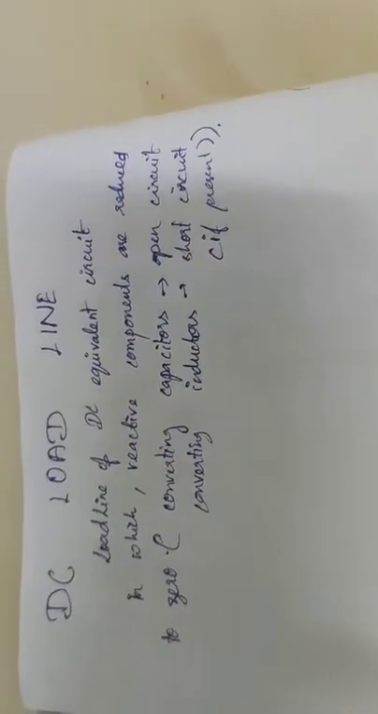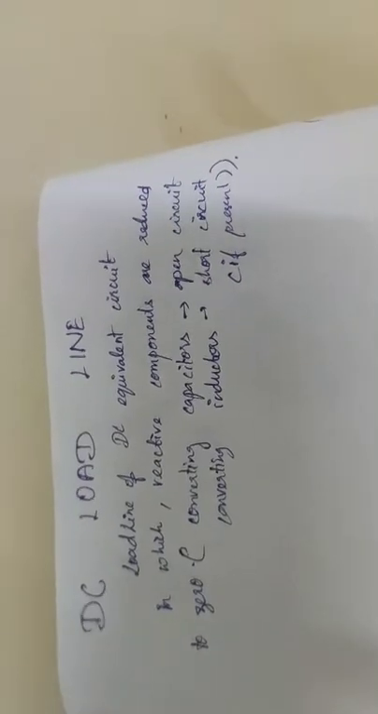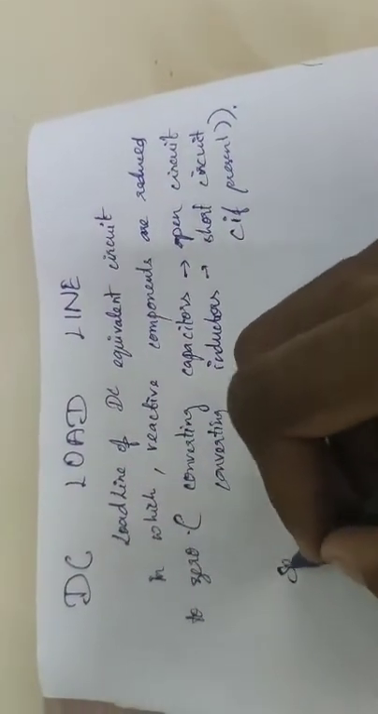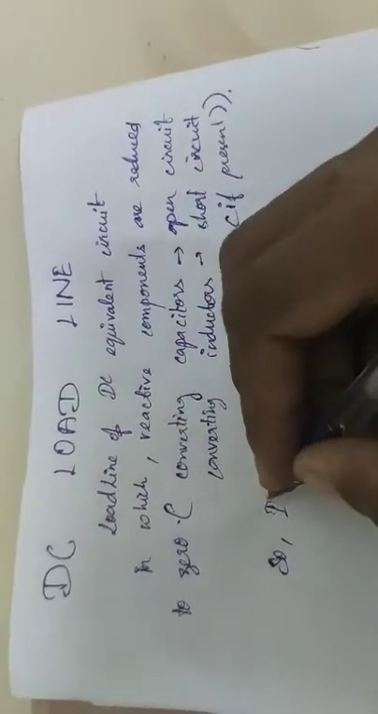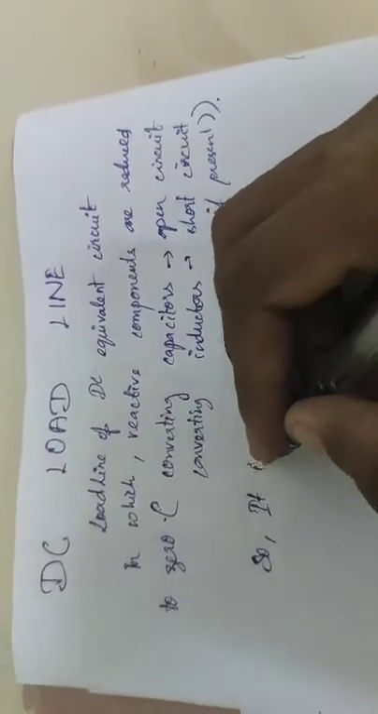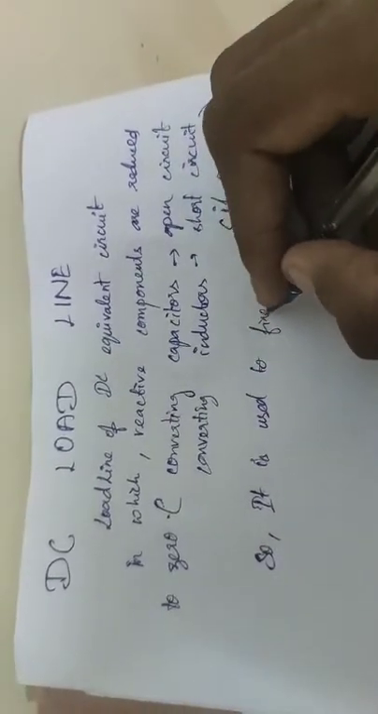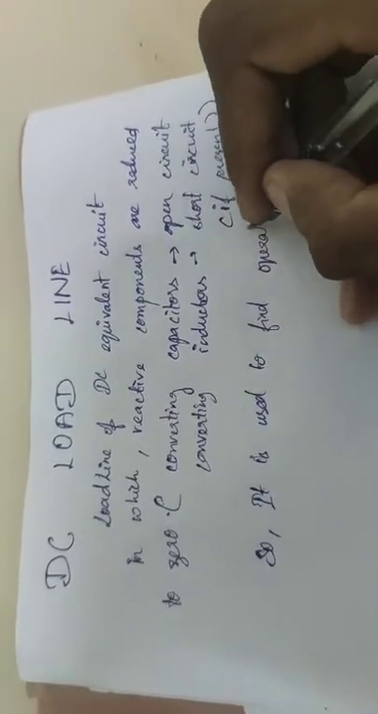What is the main purpose of a DC load line? It is mainly used to find the Q point, that is, the operating point of an amplifier.